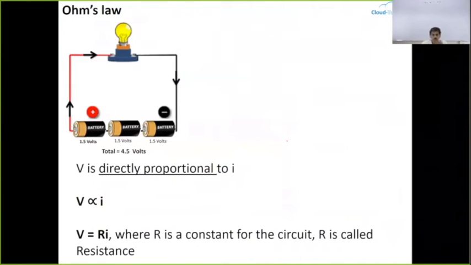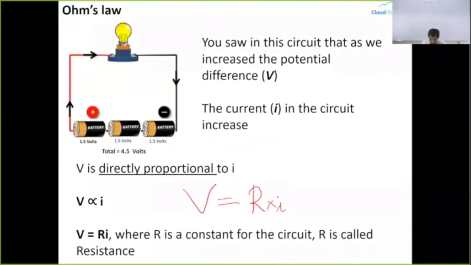So you can say that the potential difference V is directly proportional to I, and I is the current. So that can be written as V is equal to R into I. Now R is what we call a constant of proportionality. R is resistance. That is the resistance in this equation, and Ohm's law is this: potential difference V is equal to R multiplied by I. And R is the resistance in a circuit.